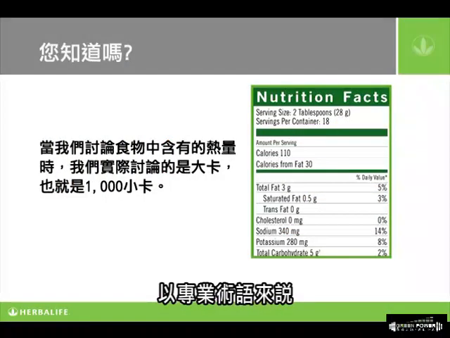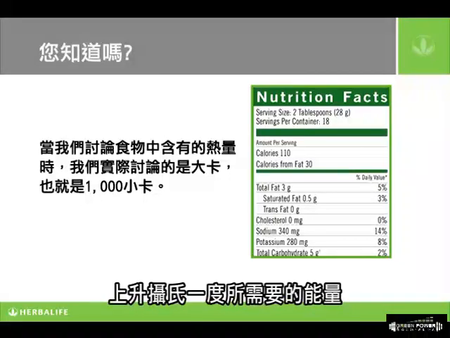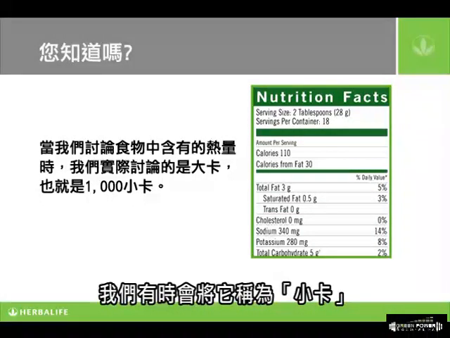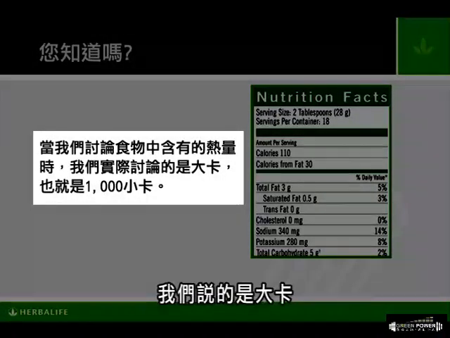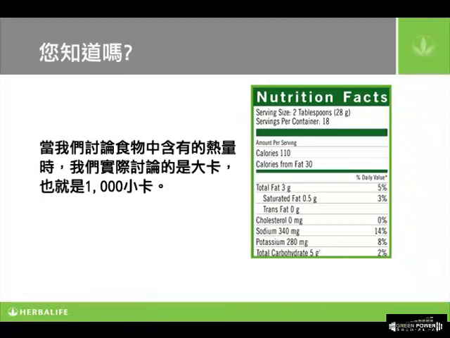Did you know, in technical terms, a calorie is a measure of the energy needed to raise 1 gram of water by 1 degree Celsius. This is a very tiny amount of energy. Sometimes we call this a small calorie because in fact, when we talk about the calories in foods, we're really talking about kilocalories, or 1,000 of these very small calories.